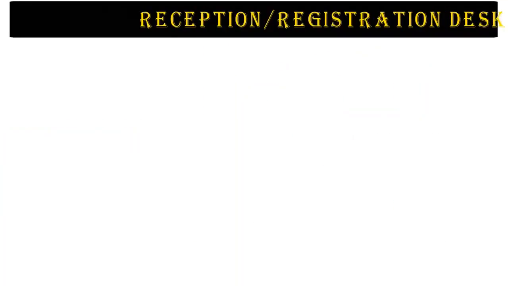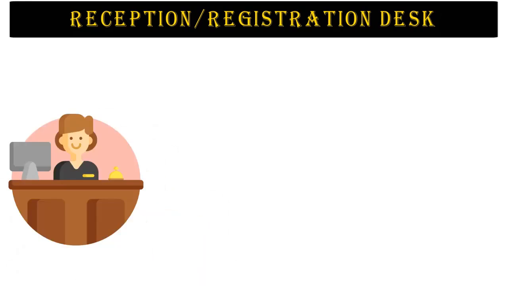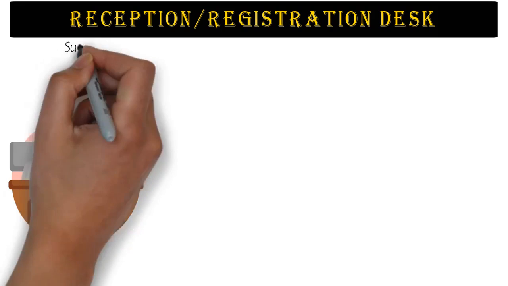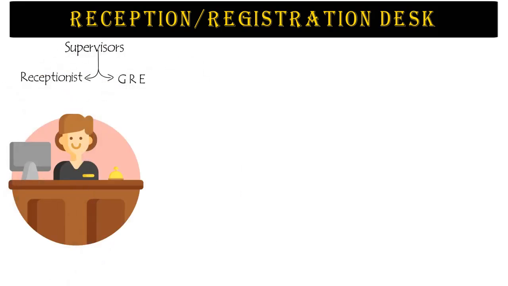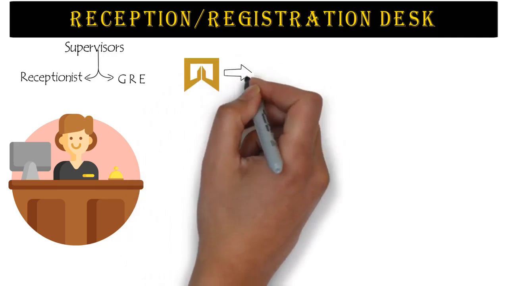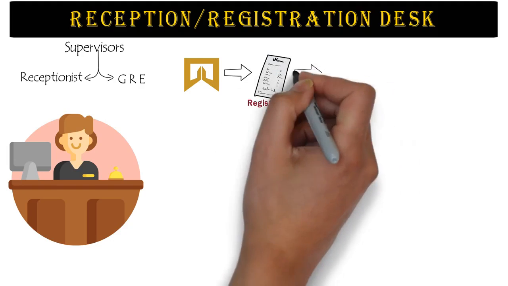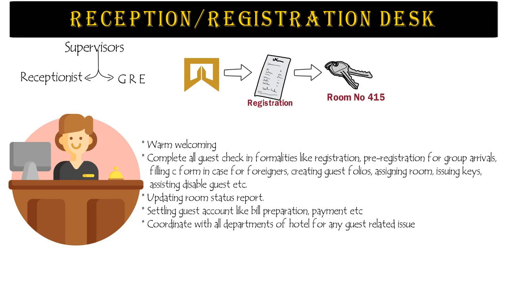Next is the reception or registration section. Reception desk receives and welcomes the guest on arrival in the hotel. A team of supervisor, receptionist and guest relation executive work on the reception desk. After the warm welcome, the receptionist assists the guest in completing the registration process and allocates a room. Some of the functions of the reception desk are on your screen. You can pause the video and check these details.